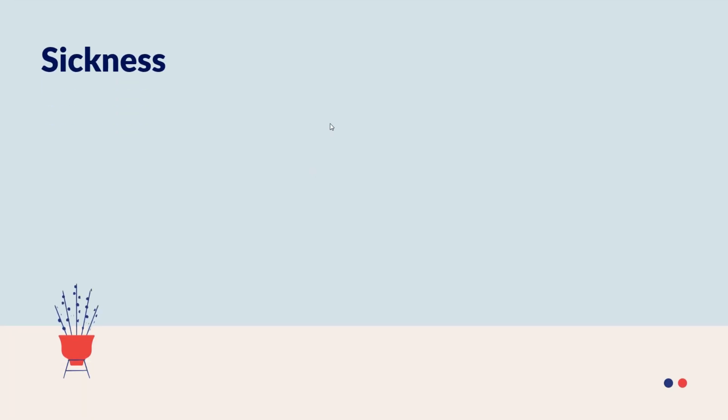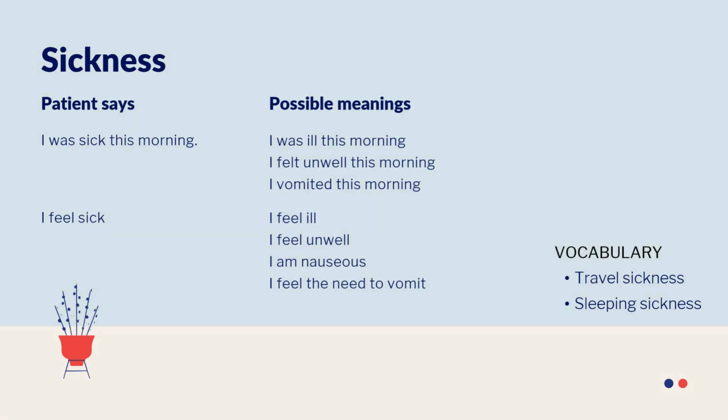Now, sickness. Sickness has a similar meaning to illness. It is also used in the names of a few specific diseases. For example, sleeping sickness. The sleeping sickness is a tropical disease, and it is caused by a parasite. We also have, as an example, travel sickness. It is also called motion sickness, which causes dizziness and a little bit of nausea.